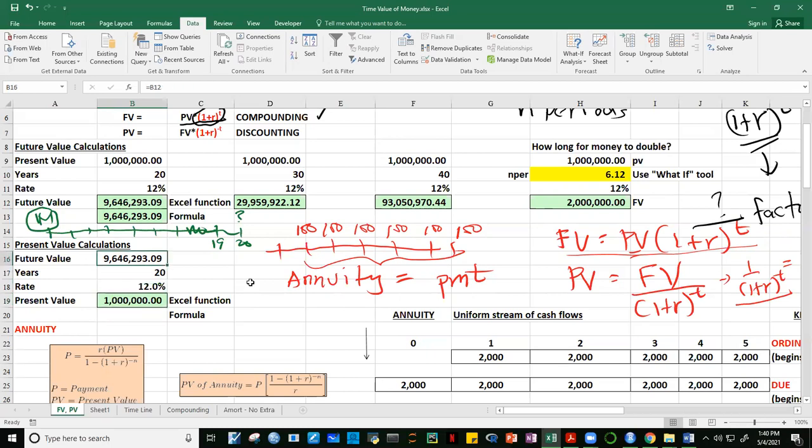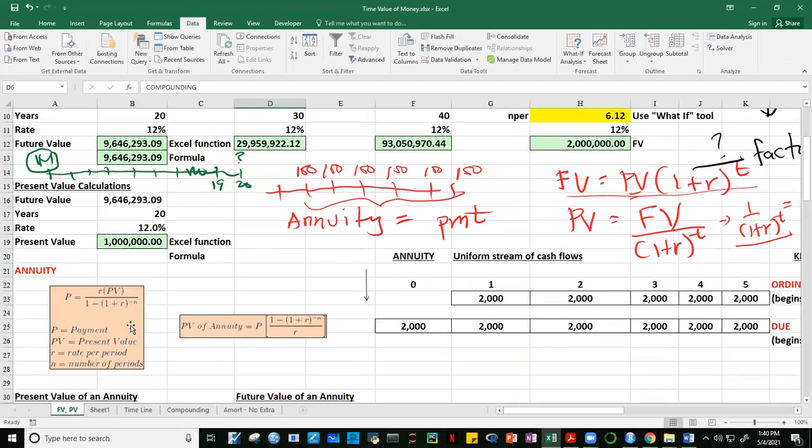Ibig sabihin ng discount, hindi na natin binibilang yung accumulation niya. Discount. Tanggalin mo yung accumulation na yun, it will reverse back to the present value. Compound naman, pinapadagdagan natin. Okay. The next one, guys, is an annuity.